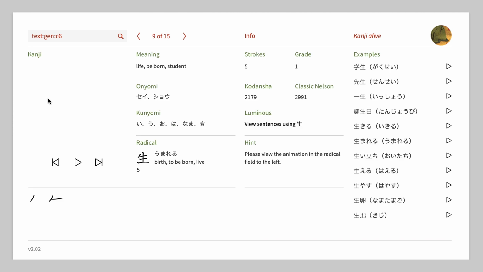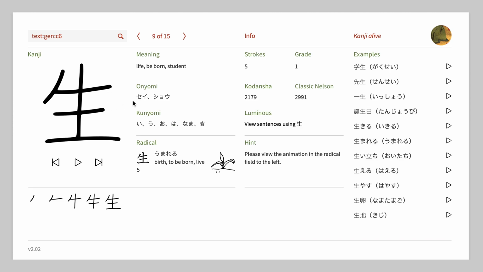All right. Then our next kanji is the sei of sensei, which can also be pronounced sho or jo in other contexts. And then look at all these kunyomis. You have i, u, o, ha, nama, ki. These all can be the pronunciation for different verb forms of this kanji. So first, let's take a look at stroke order. So looks like that, goes like that.